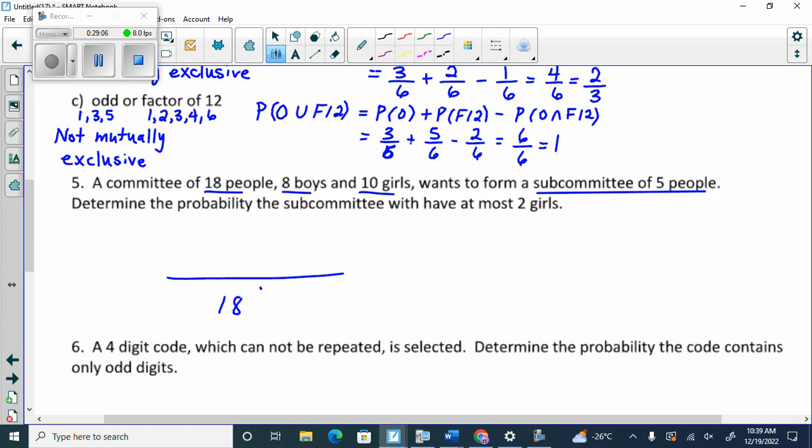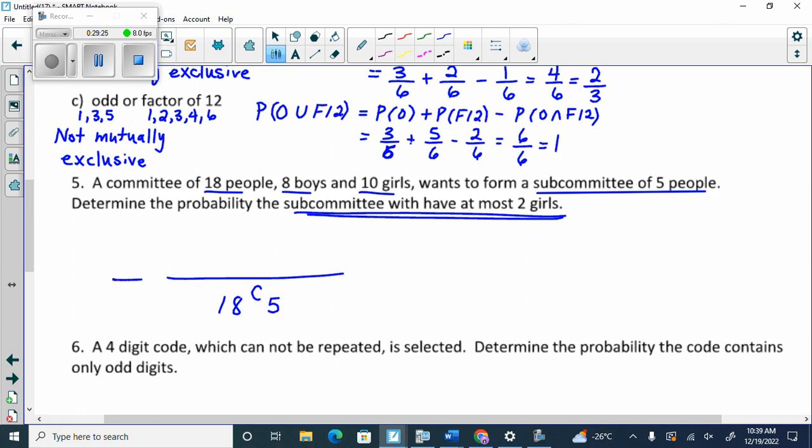18C5. Why is it a C, Leland? Yeah, there's no presuppositions. There's no jobs for these 5 people, right? So it's a C. Anything after the word probability affects the top. So after the word probability, it says a subcommittee with at most 2 girls.